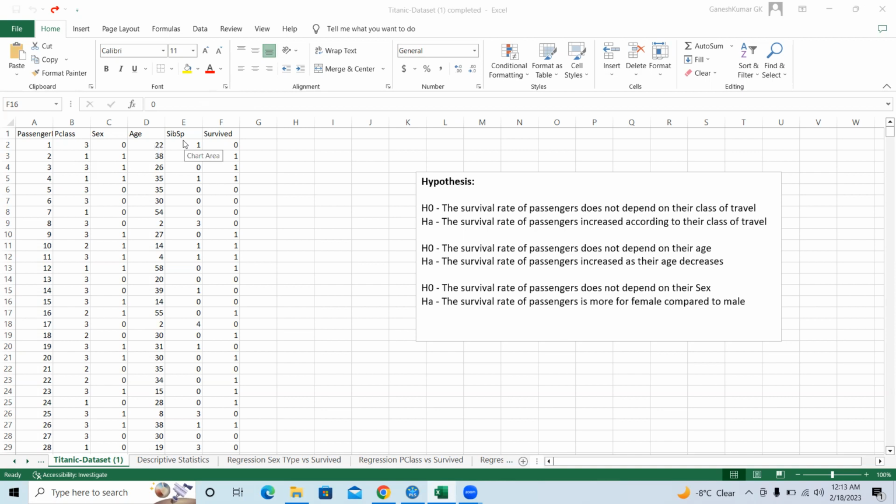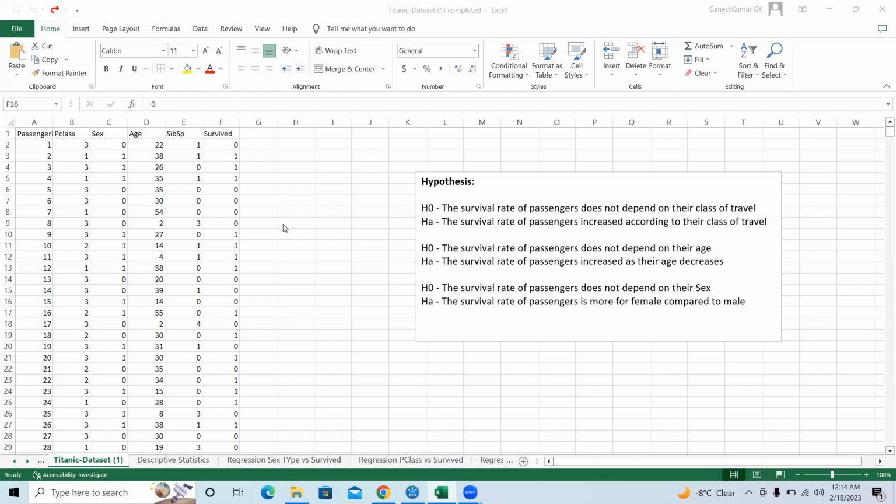Age of the passengers, and siblings or spouses they traveled with on the ship. For example, passenger number 17 traveled with four siblings or spouses, which means he might have traveled with four siblings, or three siblings and a spouse, something like that. And the survival variable, where zero means they unfortunately did not survive, and one means they survived.